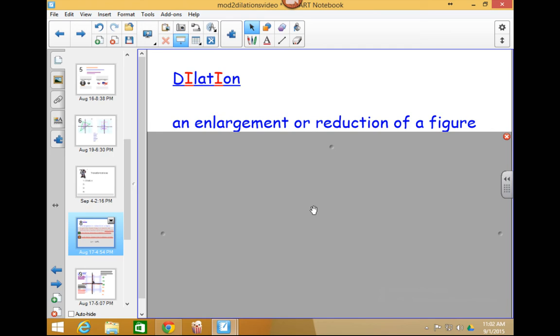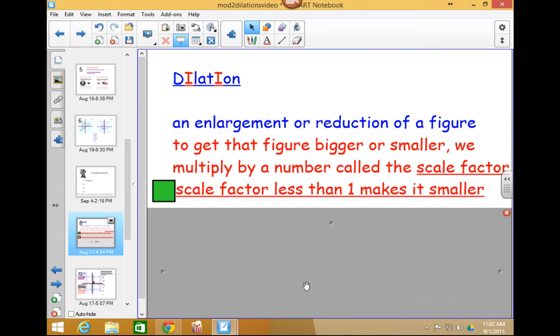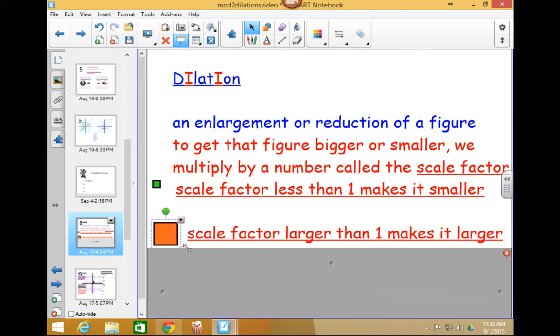Okay, so I'd like you to write down the vocab word dilation and write down that it's an enlargement or reduction of a figure. So we're going to talk about how to make that figure bigger or smaller. You are going to multiply it by a number called a scale factor. Please note that if the scale factor is less than 1, it's going to make your object smaller. If your scale factor is larger than 1, it's going to make your object bigger.